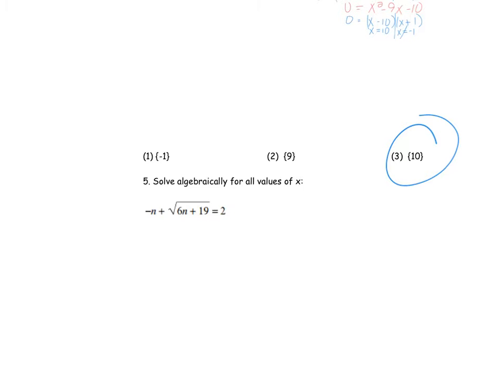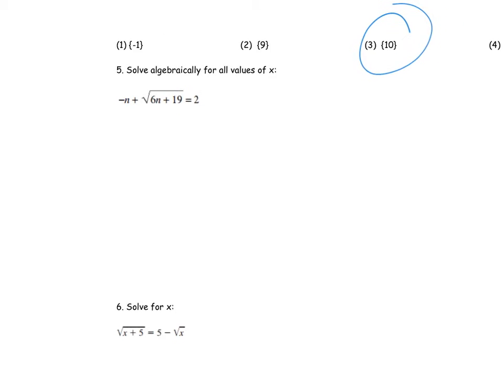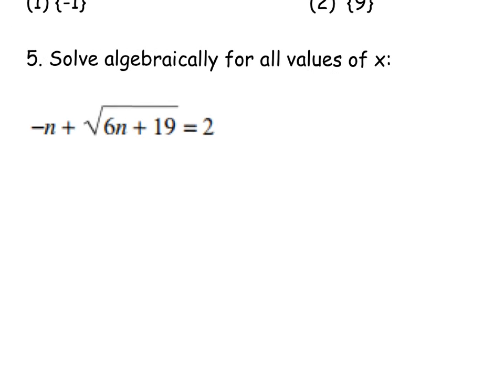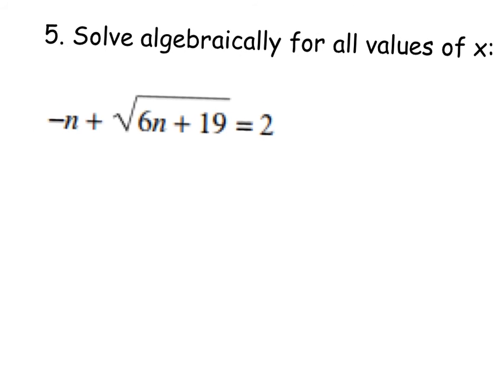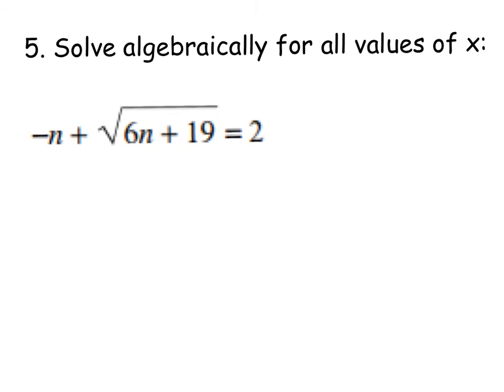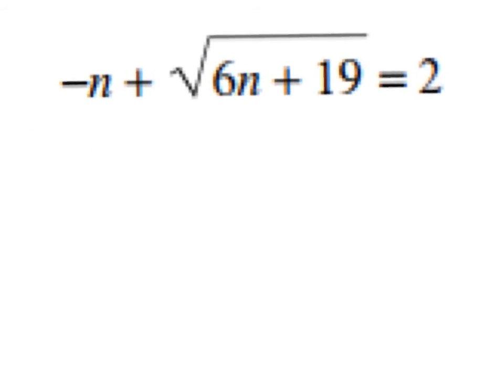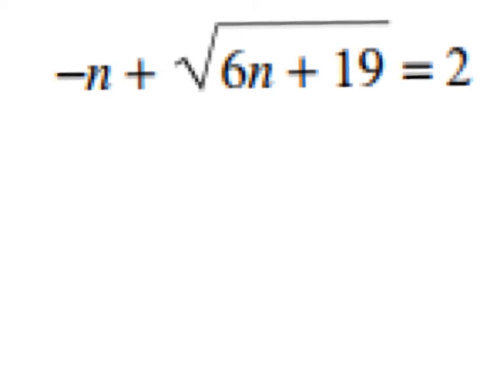Same process here, except this one is a little bit more tricky because there's 2 n's in this one. So this should say values of n, not x. That's silly. That's okay though. All right, so then I'm going to solve. So isolate the radical. Is the radical isolated? No, it is not, because there is a negative n next to it.